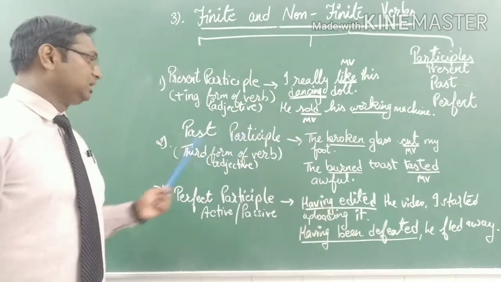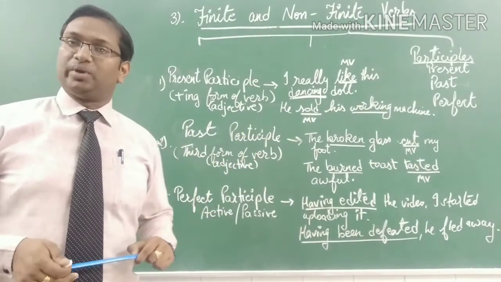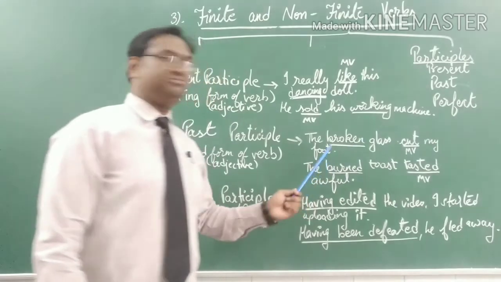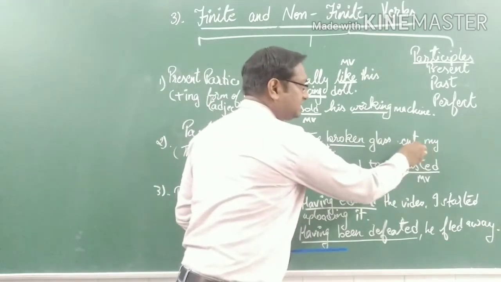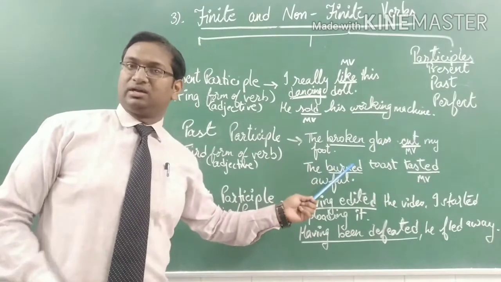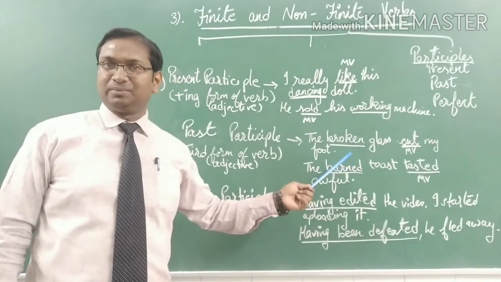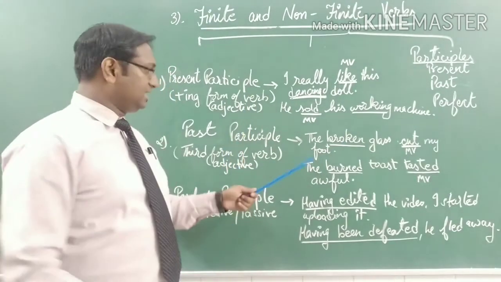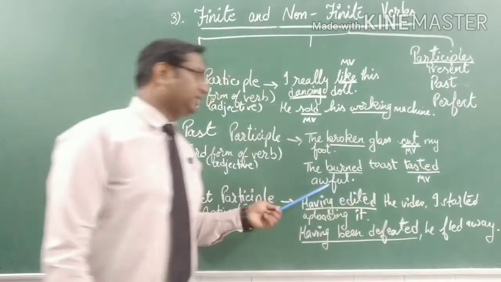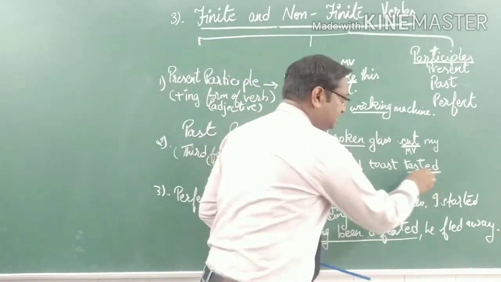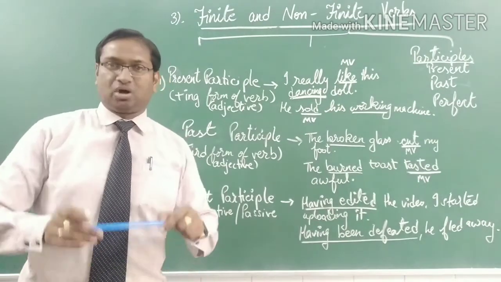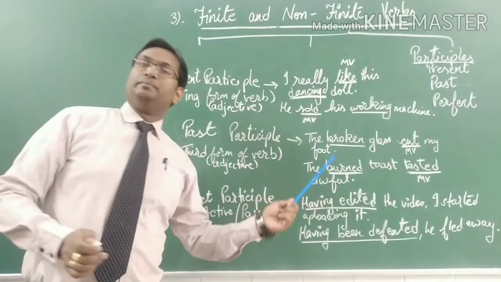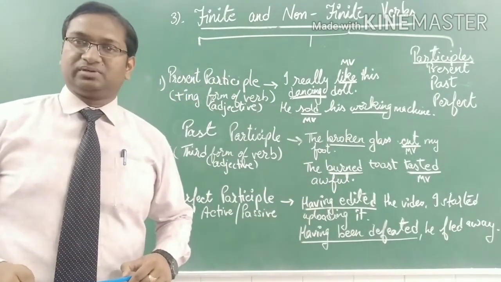Next, past participle. Third form of the verb along with adjective. Example, the broken glass cut my foot. Now over here, cut is your main verb and broken is the third form of break. So broken will be your past participle. Next, the burnt toast tasted awful. Now over here, tasted is your main verb, is your principal verb, and burnt shows the quality of the toast. So burnt is your past participle.